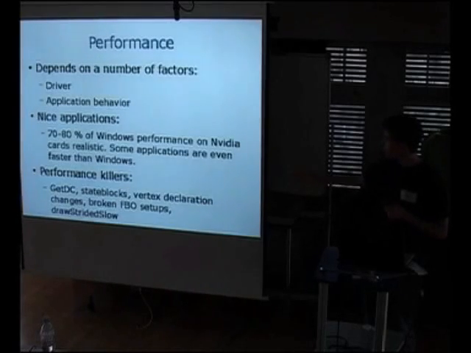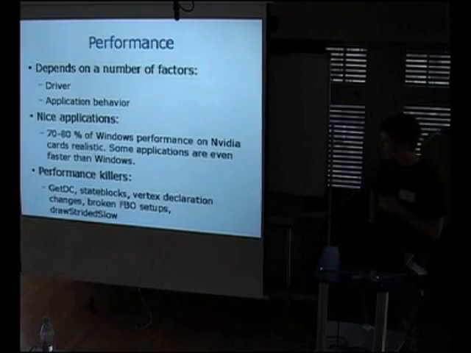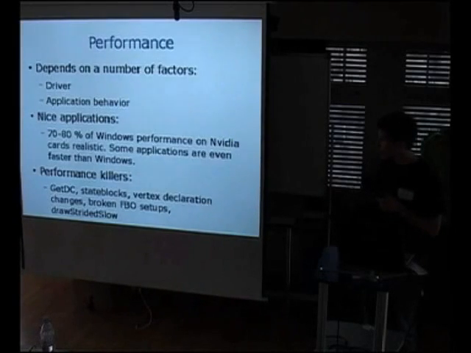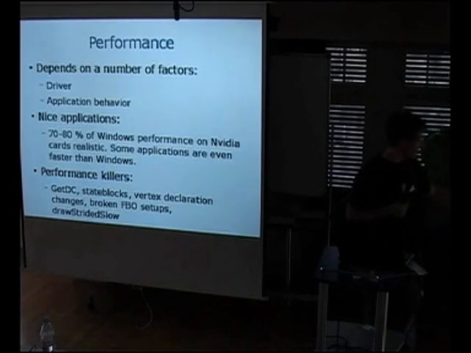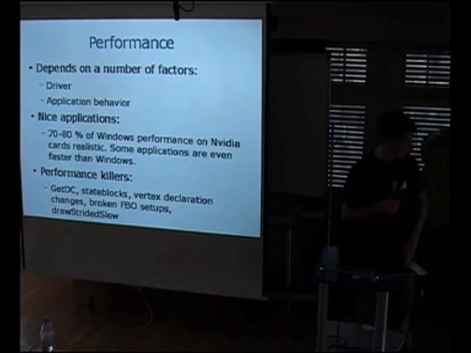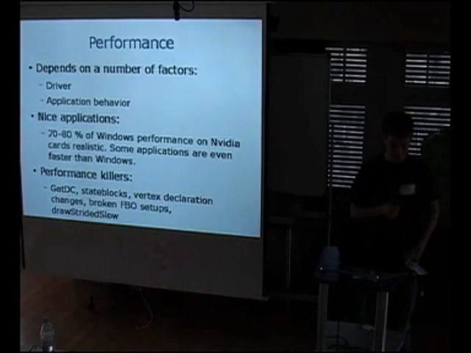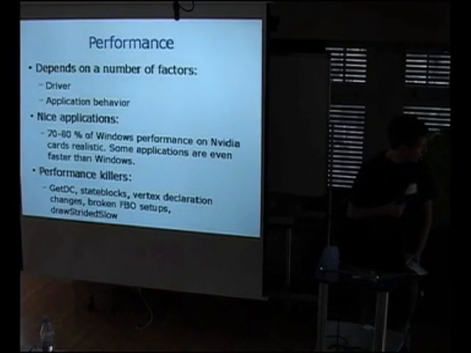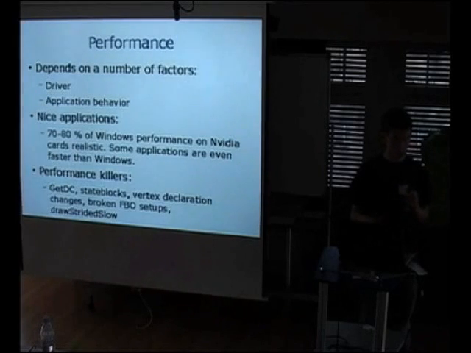We have a few known performance killers, and we'll try to sort them out in the future. But some of them are pretty hard, like Get to See, which kills my Empire Earth game, which I started hacking on Wine for. And some of them are really major issues when we try to map Direct3D to OpenGL.